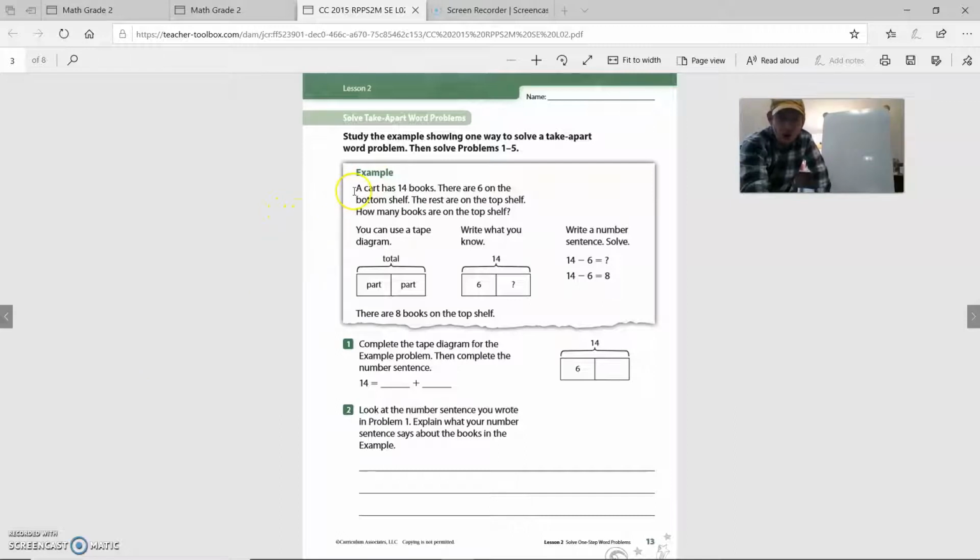So, a cart has 14 books. There are 6 on the bottom shelf, and the rest are on the top shelf. How many books are on the top shelf? Well, we could do what we learned in our last lesson. We could draw a picture. We could do a number bond. We could even do a number line. But today we're going to use a tape diagram to really help us understand what the question is asking. So let's just dive right in.